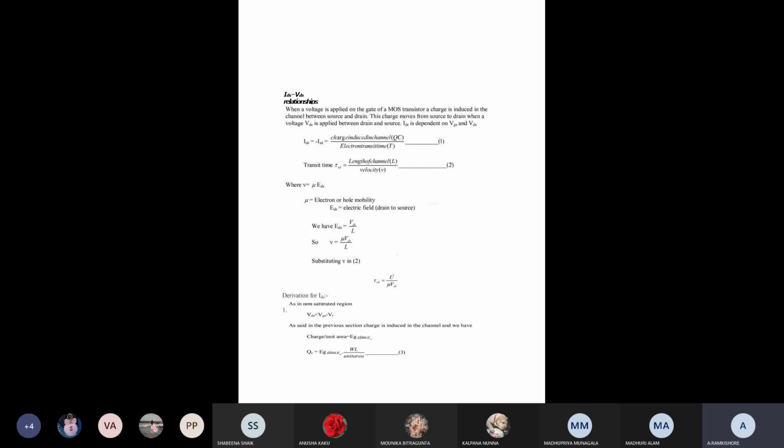And another point is that the transit time also depends on two factors.